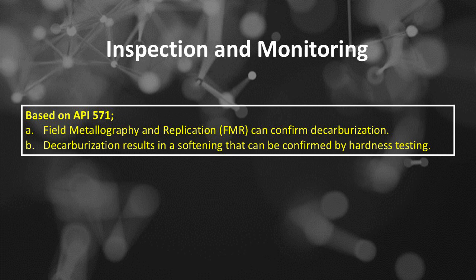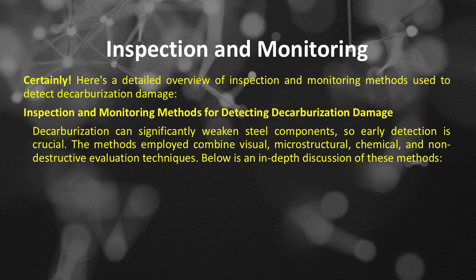Decarburization damage inspection and monitoring based on API 571. Number A, field metallography and replication, or FMR, can confirm decarburization. Number B, decarburization results in a softening that can be confirmed by hardness testing. Certainly. Here's a detailed overview of inspection and monitoring methods used to detect decarburization damage.